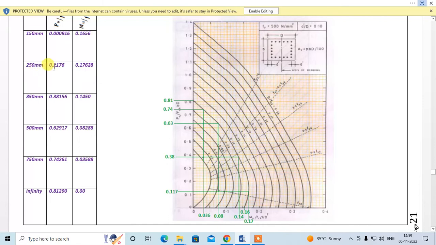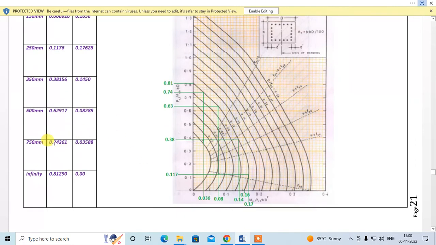Point 2, when PU by FCK BD is 0.117, the graph gives 0.17, and over here we get 0.176. When it is 0.38, we get 0.14 from the graph, where over here we get 0.145. This is 0.629, so 0.63, we get 0.08 from the graph, and over here we get 0.0828. At 0.74, we get 0.036, and over here we get 0.03588. And at infinity, this is 0.81, and we get 0.81. So this is how we can develop a PM interaction diagram for any type of column.